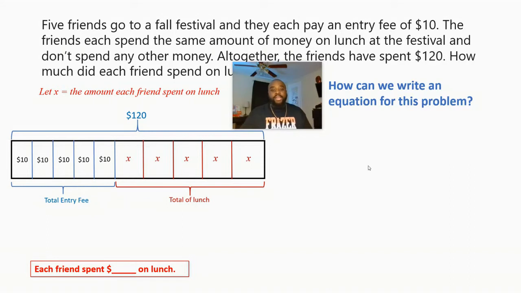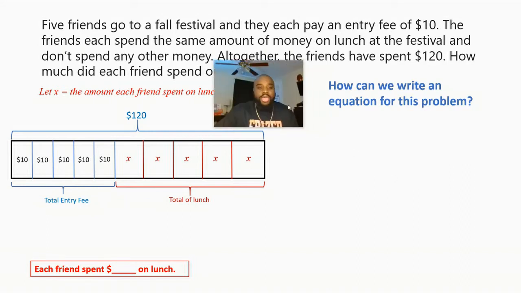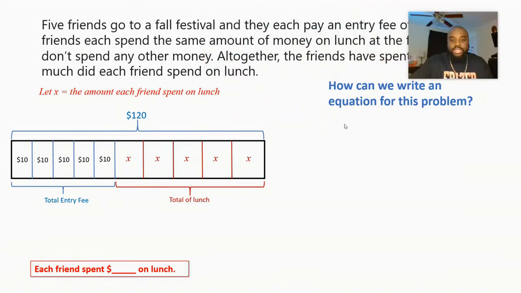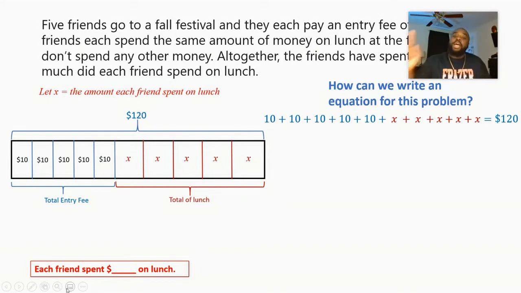All right, welcome back. So hopefully you had the opportunity to go ahead and create your equation. So let's see what Mr. G has and see how you'll compare. So we have 10 plus 10 plus 10 plus 10 plus 10 plus x plus x plus x plus x plus x, and we made it equal to 120. So remember, we took all of our parts and added them all together and made them be equal to the whole.